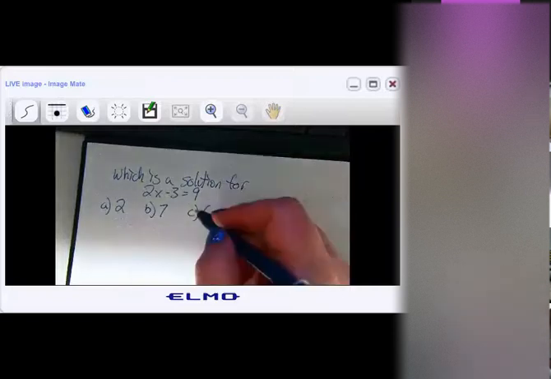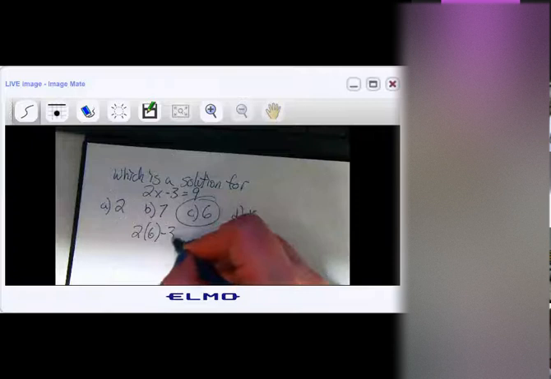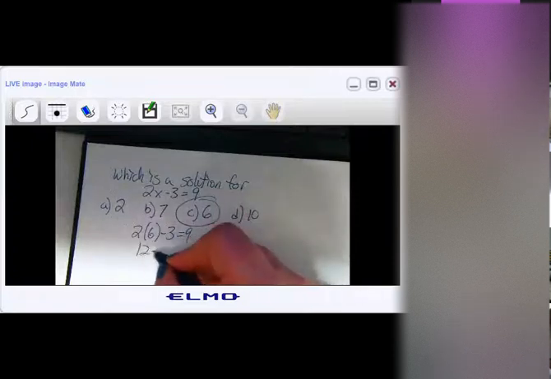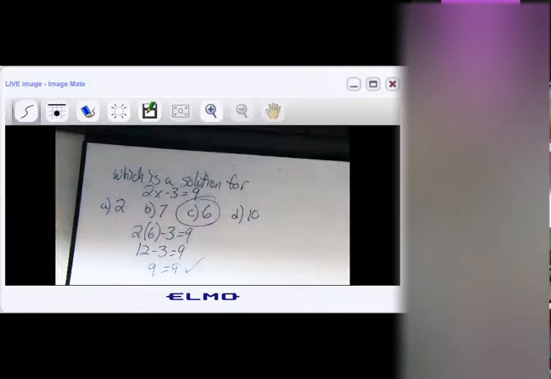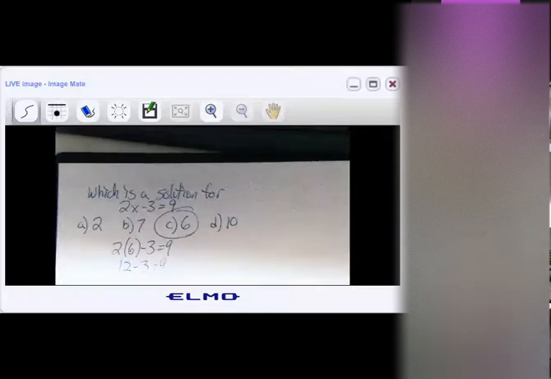Yes, C, 6. If I do 2 times 6 minus 3, I do in fact get 9. Awesome. Okay, cool. So another thing that we're going to be looking at is I'm going to give you a domain with an equation and then ask you for the range. So let's try a couple problems like that.